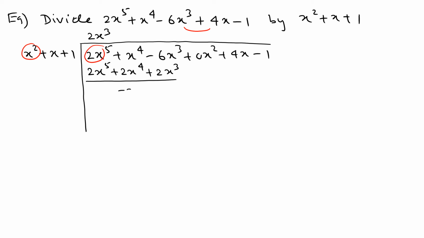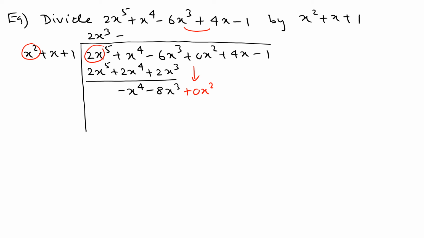You're going to see that negative x to the 4th, here negative 8x cubed. And then the next one is you're going to bring the next term, which is 0x squared. That's what you get. Same argument. Look at the leading term. You can see that negative x squared is missing.